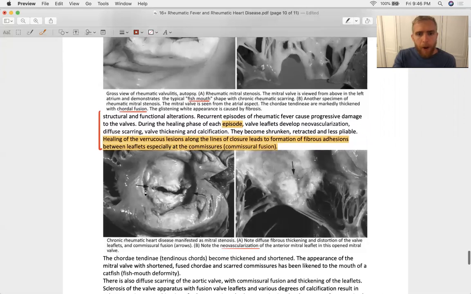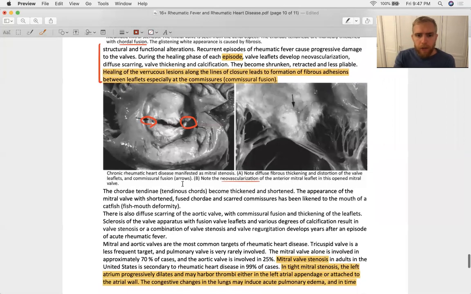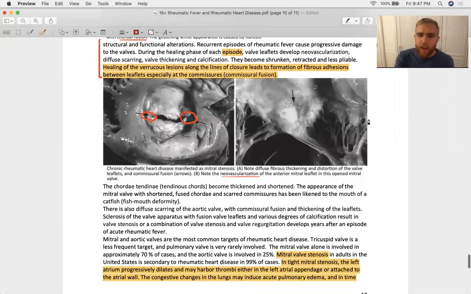And the sentence talking about commissural fusion that can occur either in the mitral valve, as seen at the corners here, or that can occur in the aortic valve as we've seen. Then finally, you're going to see some neovascularization. And if it's episodic, when is the neovascularization going to happen? Well, it's not going to be during the inflammatory phase. It's going to be during the cool down phase, right?